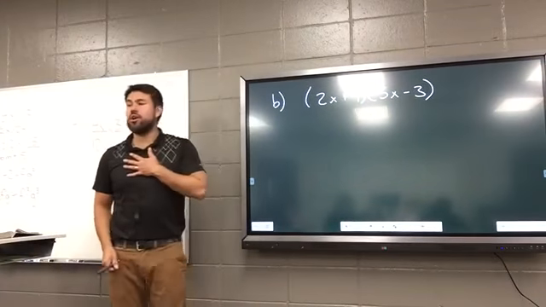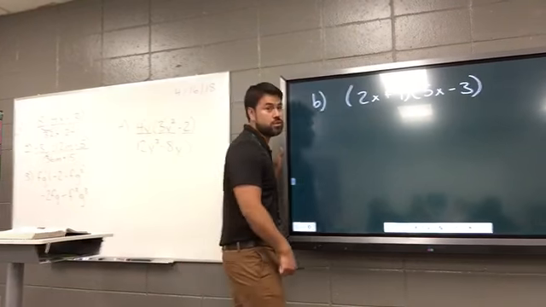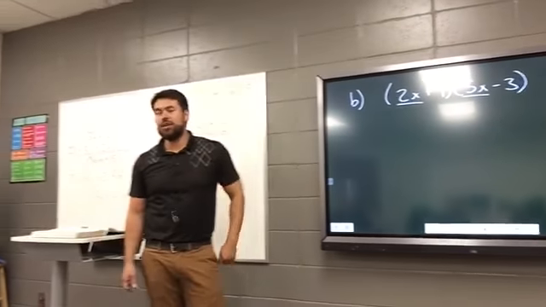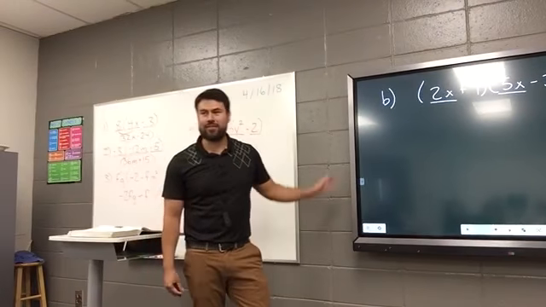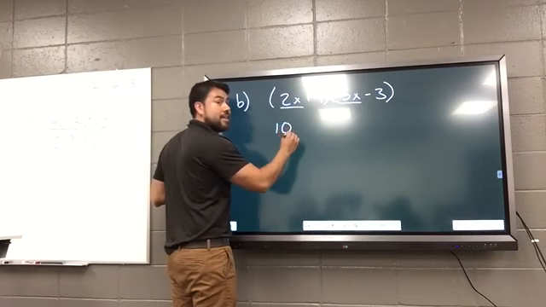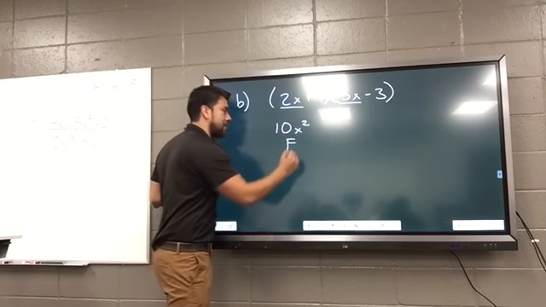Okay, I just want to know what are the first terms, Callie? Is it 2x and 5x? Okay, 2x and 5x is correct. What is 2x times 5x? Josie? 10x squared. Very nice. 10x squared are my first. And I'll put an F here. That's FOIL.